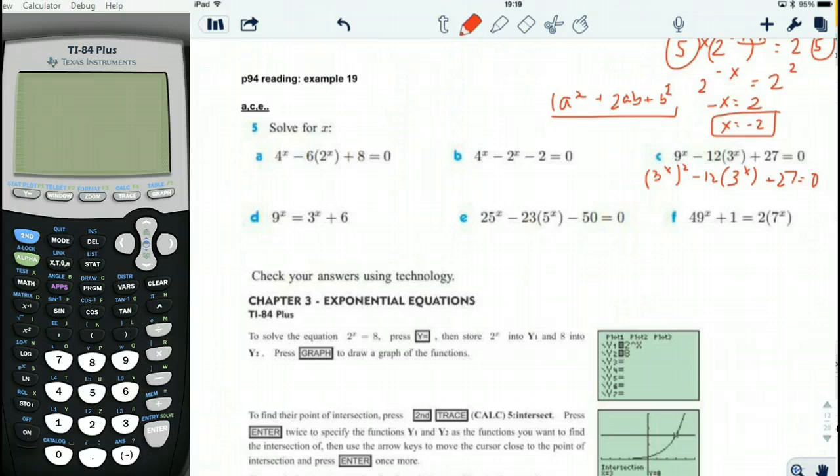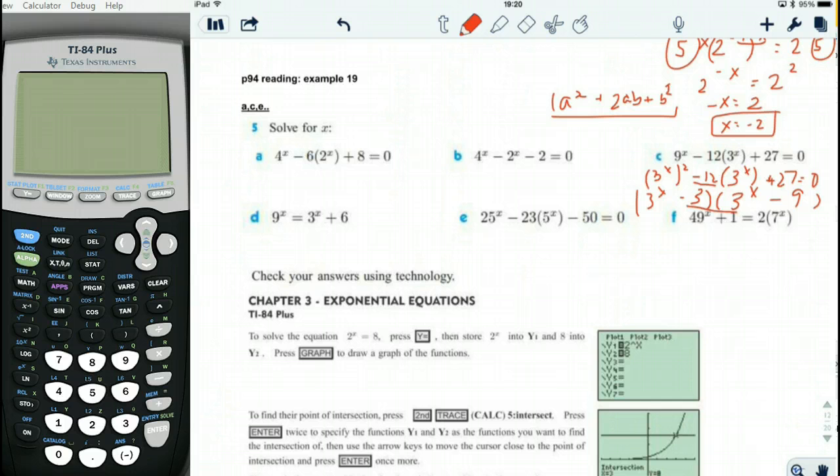Let's see. If we were going to make this into two binomials, the first term would be 3 to the x for both. Then to multiply together and get 27, it would probably be something like 3 and 9. And it's a plus 27, but the middle number is negative, so it would have to be a negative 3 and a negative 9. And that works out because if you multiply the inside ones, it's negative 3 to the x, and the outside ones is negative 9 times 3 to the x. If you add those together, you get negative 12 times 3 to the x, and that's what we wanted.